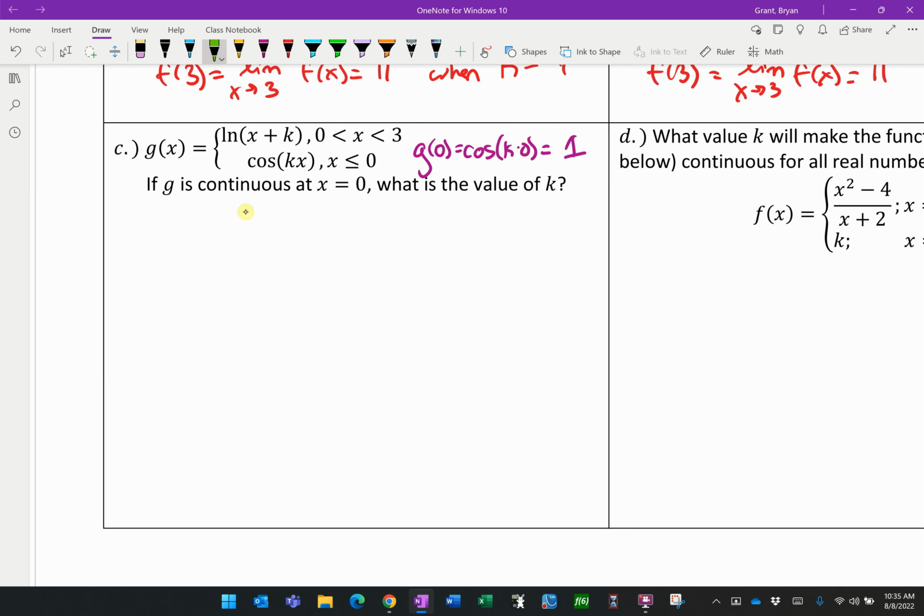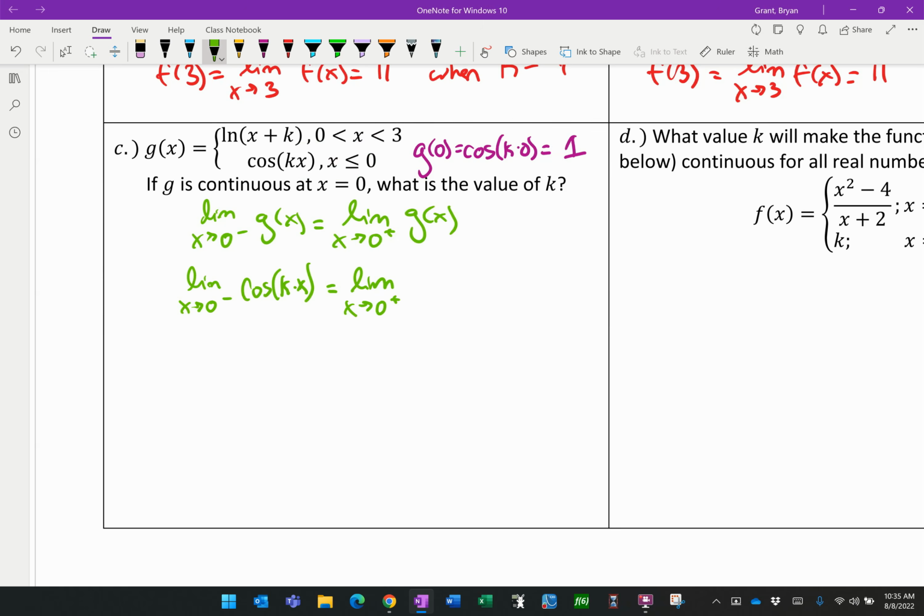All right, let's find our limit here. The limit as we approach 0 from the left side of g of x needs to be equal to the limit as we approach 0 from the right side of g of x. Now that we've got this going, we can replace g of x with the function that's in control. Less than 0, it's actually this bottom one this time, so be careful there. Cosine of k times x, there we go. And this needs to be equal to the limit as x approaches 0 from the right side of the natural log of x plus k.